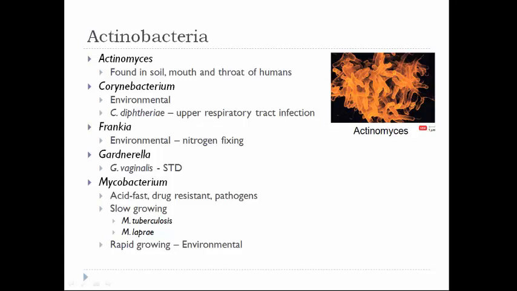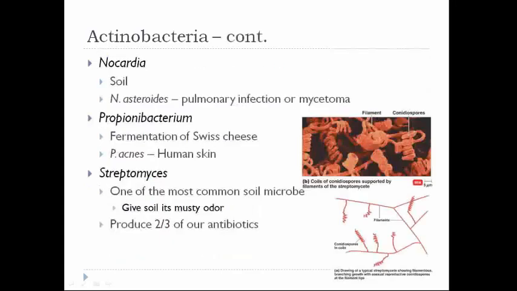Now, Corynebacterium is an environmental. Diphtheria is probably an organism you've heard of before. Diphtheria causes upper respiratory tract infections. Frankia is another environmental that is nitrogen fixing. Gardnerella has a species that is an STD. And then Mycobacterium, of course, tuberculosis and leprosy caused by Mycobacteria. They are acid-fast, drug-resistant. They are pathogens. If they're slow-growing, then they are dangerous. If they're rapid-growing, then they just happen to be environmental and not of concern.